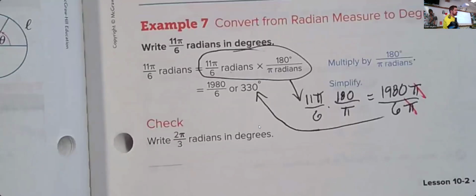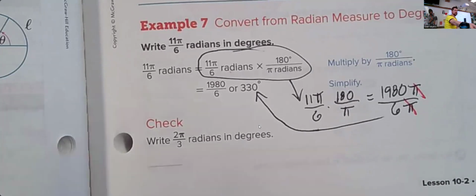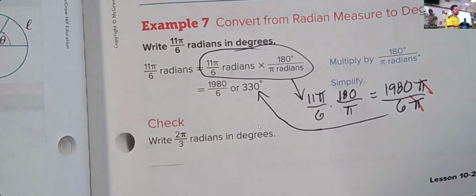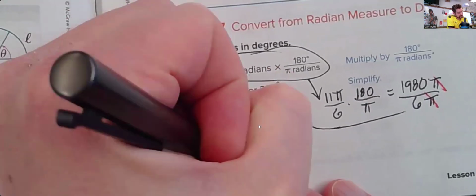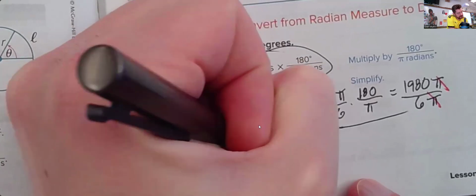So try converting 2 pi over 3 radians into degrees. Convert 2 pi over 3 radians into degrees. Should be less than 180 for sure. Yeah, 120? So we're going to do 2 pi over 3 times 180 over pi.